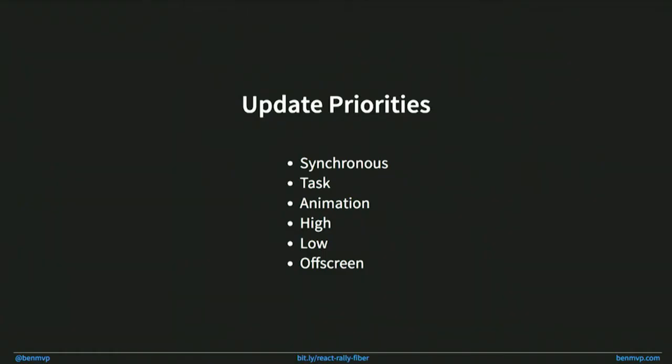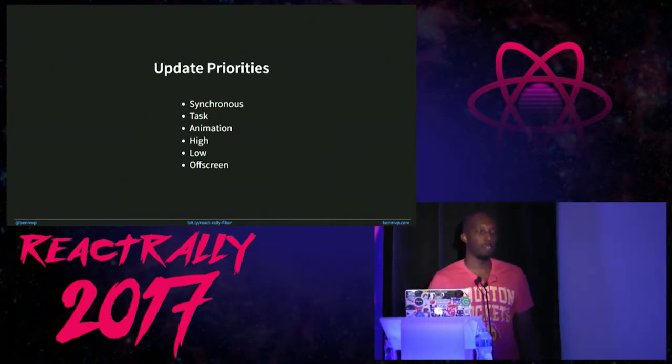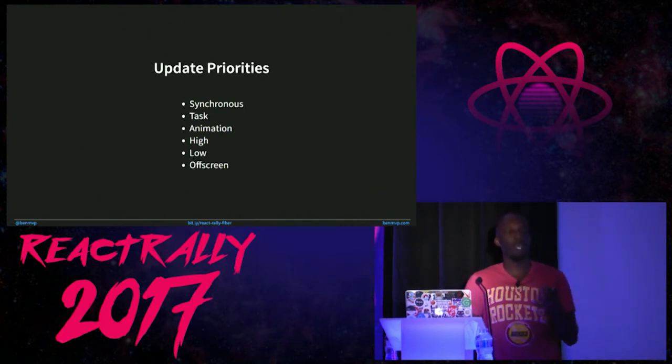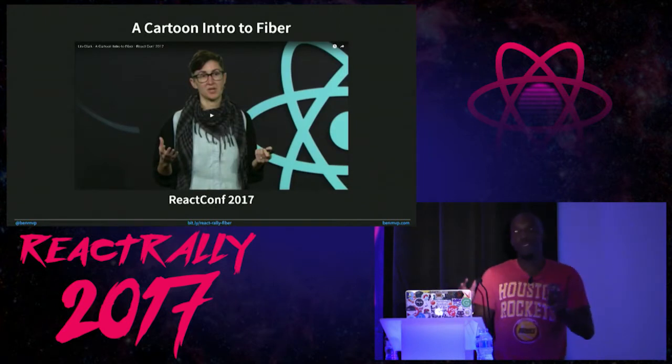Those priorities look like this. The synchronous priorities are how it works currently: it just renders all the way through. Tasks mean this should render at the next tick. Animations mean it needs to happen at the next frame. High priority means this needs to render pretty soon, like when you're typing on a keyboard. Low priorities are things coming from maybe an API request, so there's already the delay of making that request, and it doesn't have to be immediate. Then you have off-screen priorities, which are things we want to display coming up soon. So that's a brief overview of the architecture.